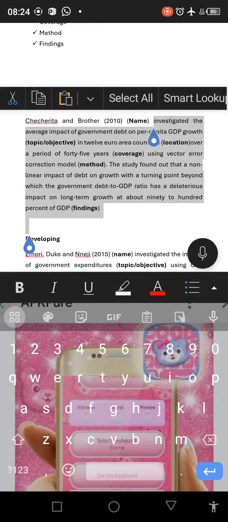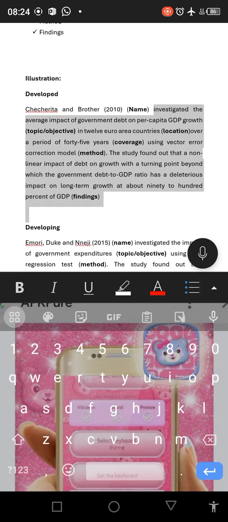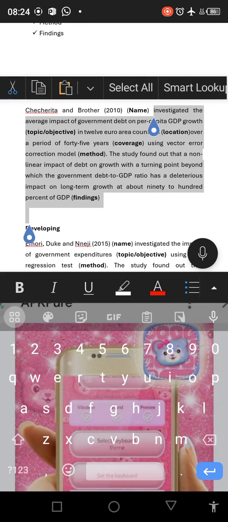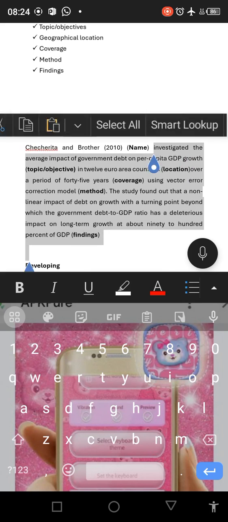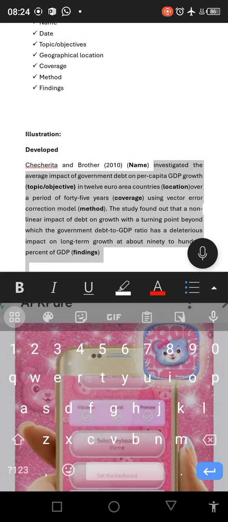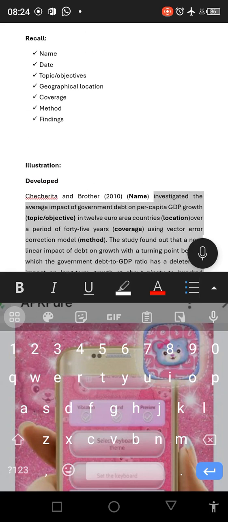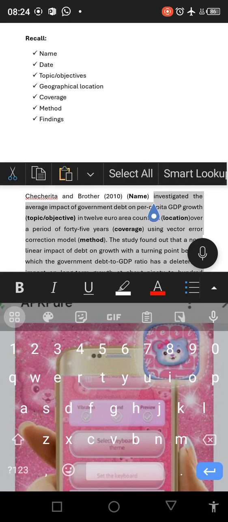Investigated the average impact of government debts on per capita GDP growth. This is the broad objective. So it could be topic, it could be objective. But in my own case, I prefer to write the broad objective there. I hope you can see. What's the next one? Topic, broad objective.